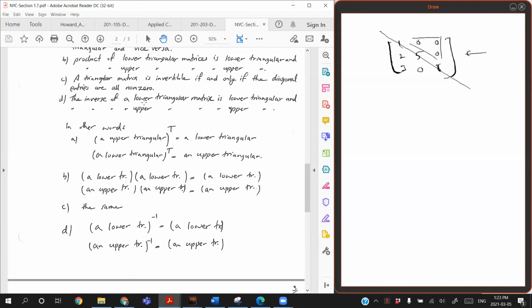Sorry, it's lower triangular because all the entries above the main diagonal are zero. And I can see it's also invertible because none of the entries on the main diagonal are zeros. If this is A, then A inverse would also be lower triangular.